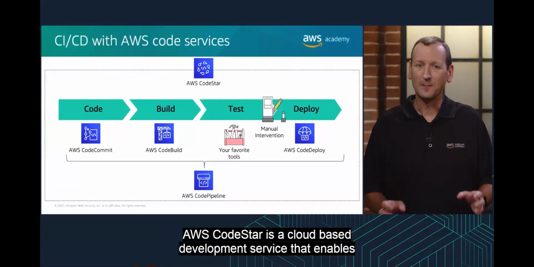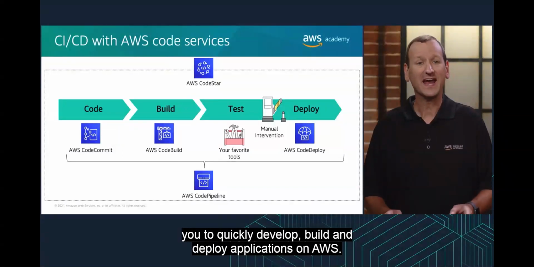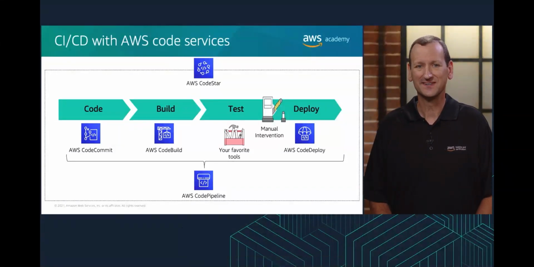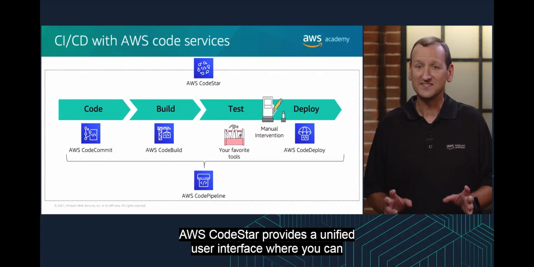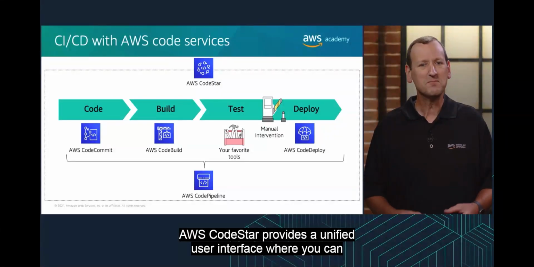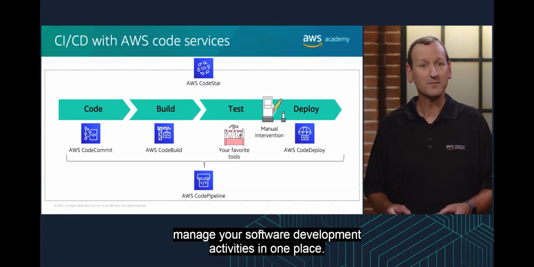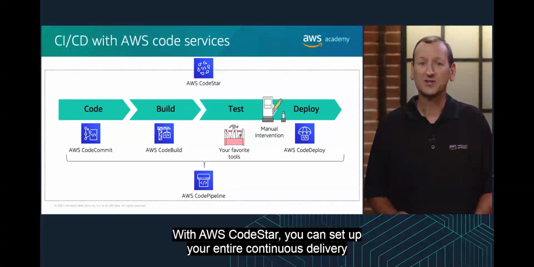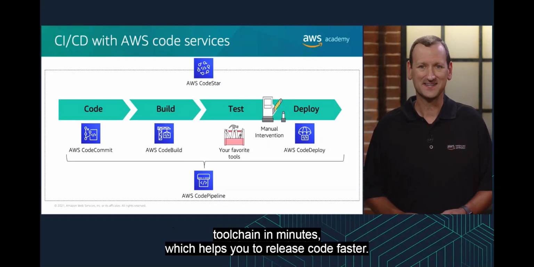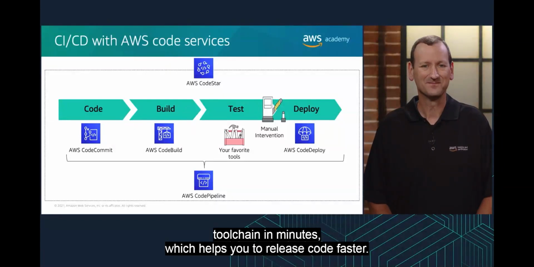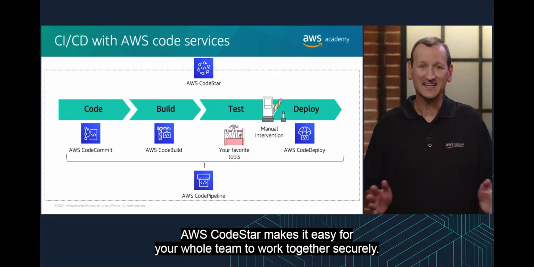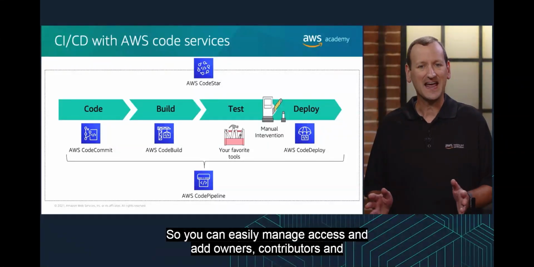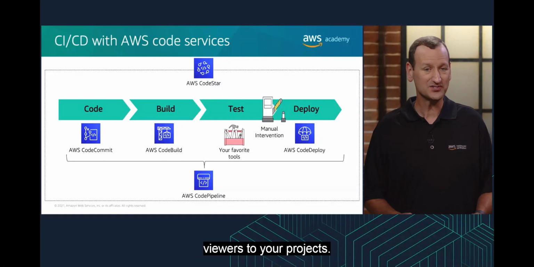AWS CodeStar is a cloud-based development service that enables you to quickly develop, build, and deploy applications on AWS. AWS CodeStar provides a unified user interface where you can manage your software development activities in one place. With AWS CodeStar, you can set up your entire continuous delivery toolchain in minutes, which helps you to release code faster. AWS CodeStar makes it easy for your whole team to work together securely, so you can easily manage access and add owners, contributors, and viewers to your projects.